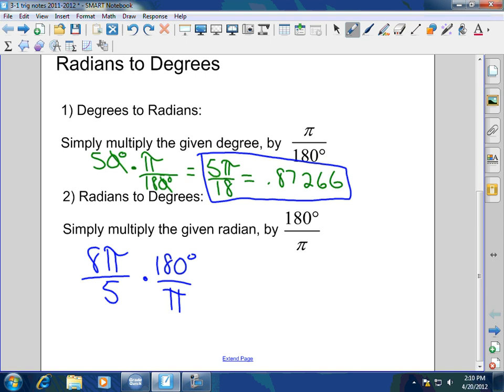Now the beauty here, since the pi's go bye-bye, can I use my calculator now? Absolutely, because we're talking about numbers. So 8 times 180 divided by 5, you're going to have 288 degrees. Please, please be sure to label degrees.